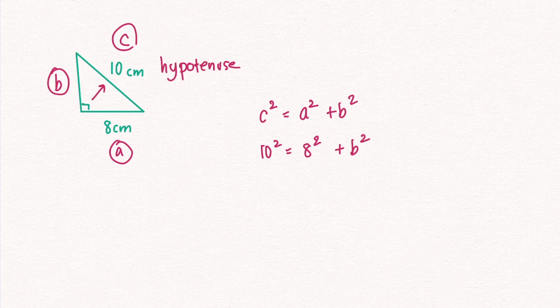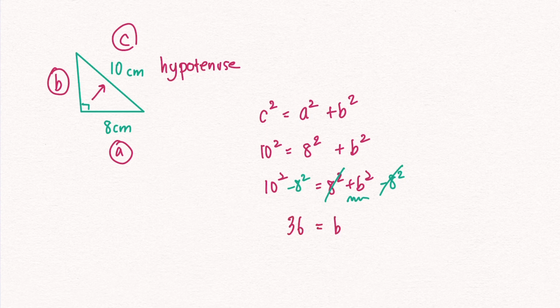So first, let's rewrite what we have, leaving a little space so that we can subtract and then take away 8 squared from both sides. On the right-hand side, we've got 8 squared minus 8 squared. That's going to give us 0, so cancel it out. And that gives us b squared. And on the left-hand side, we have 10 squared minus 8 squared, and that's going to give us 36.